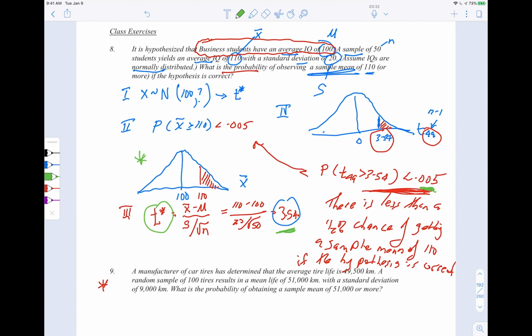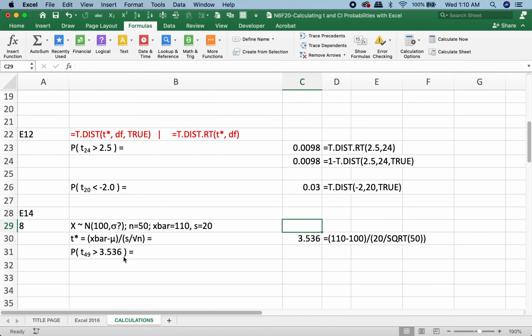Okay, let's take a look at how we do that over here. So what I've done here is I took all of the stuff which is given to us and I calculated the t star value. So x bar minus mu over s divided by the square root of n is right here. So there's the actual formula that I used to do that. And so that gives me 3.54, or 3.536 to 3 decimal places.